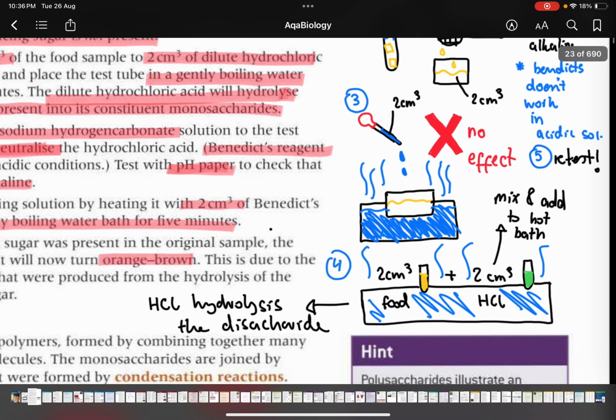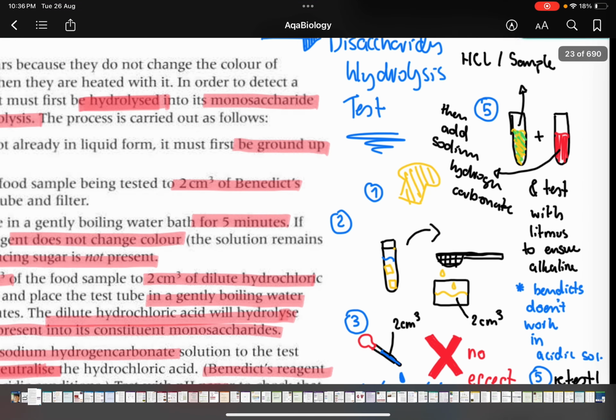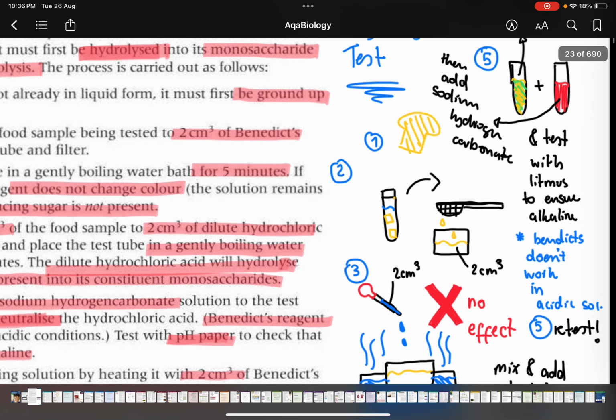So step 4 is we're going to add it with equal quantities of hydrochloric acid. Once again in a water bath, hydrochloric acid hydrolyzes our sugar, the non-reducing sugar, and it splits it up into its constituent monosaccharides. So for example, if we have sucrose, that would be glucose and fructose. And then we're going to add sodium hydrogen carbonate to our HCl sample, and you are going to test with litmus to ensure that it's alkaline, because Benedict's doesn't work in an acidic solution. And then you're going to do the Benedict's test.